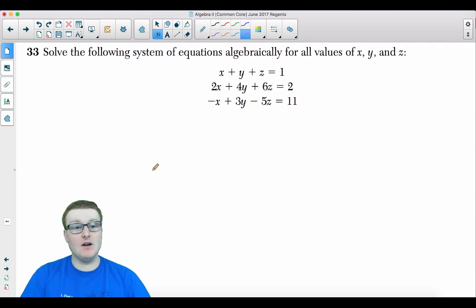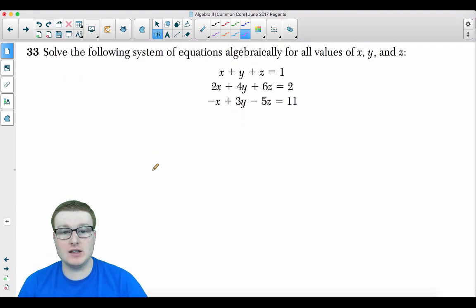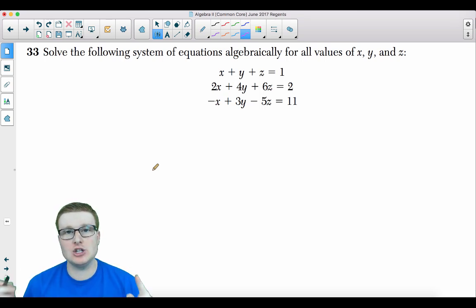So 33 says, solve the following system of equations algebraically for all values of x, y, and z. So here's the thing first, ladies and gentlemen. I want you to get the right answer every single time.